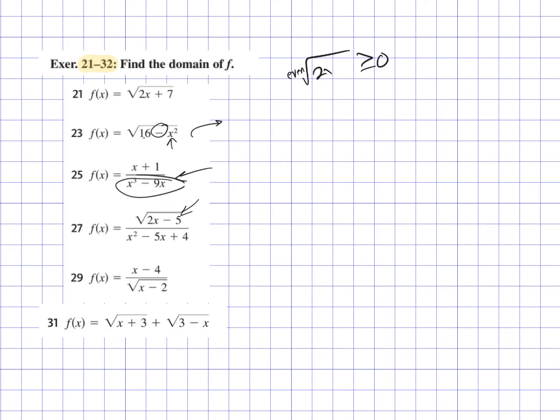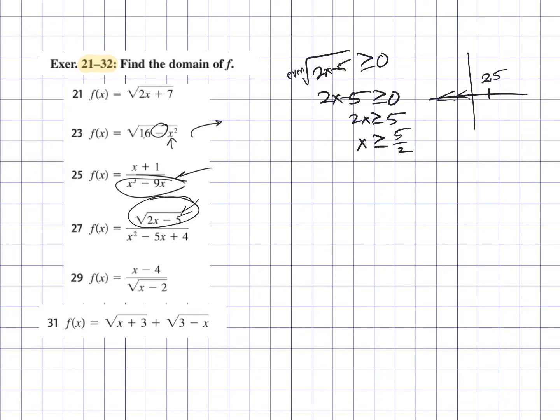Okay, so you have 2x minus 5. What you do is you set 2x minus 5 to be greater than or equal to 0. And we solve it. Add 5, divide by 2. So x has to be greater than or equal to 5 halves. And it's also equal, okay? But it can't be less than 2.5. So on a graph, anything over on the left side, less than 2.5, does not work just because of the radical in your numerator there.